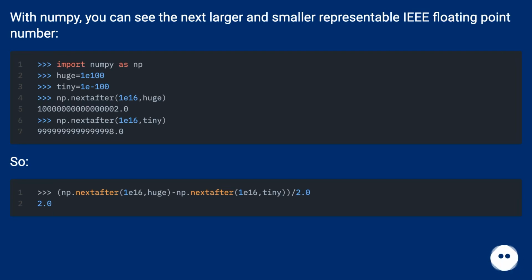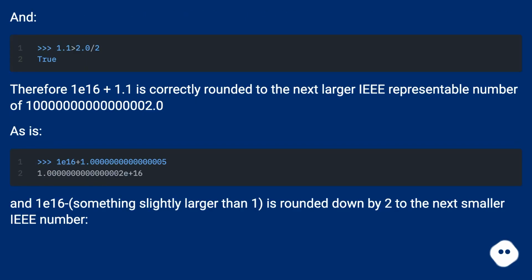Therefore 1e16 plus 1.1 is correctly rounded to the next larger IEEE representable number of 10 quadrillion and 2.0. As is. And 1e16 plus something slightly larger than 1 is rounded down by 2 to the next smaller IEEE number.